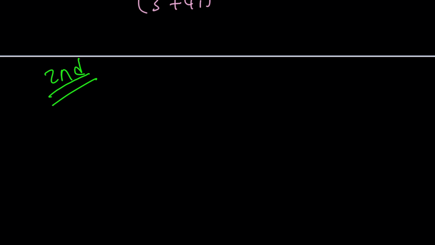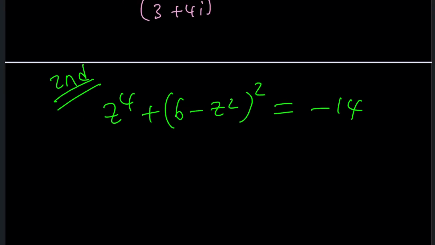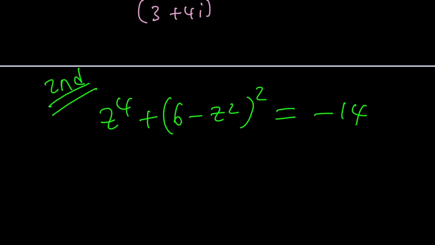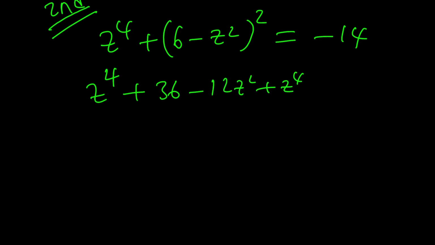Okay, cool. Now, here's the second method, which should have been the first, but expanded. You know what? This will give you a nice equation, even though it is quartic, but there's no z cubed in the equation. So that's 36 minus 12z squared plus z to the fourth power equals negative 14. Now, if you add these up, you're going to get 2z to the fourth.